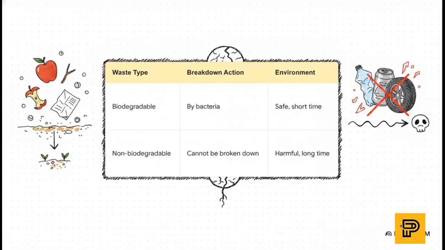Finally, let's look down at the ground and see what we're leaving behind because it heavily disrupts those natural decomposers we talked about earlier. Biodegradable waste, like leftover food or paper, is safely broken down by natural bacteria over a relatively short period of time. Non-biodegradable waste, however, things like plastics and metals, simply cannot be processed by natural decomposers. Because of this, they persist in the environment for a really, really long time, acting as incredibly harmful long-term pollutants.